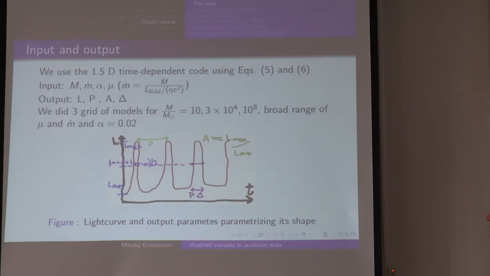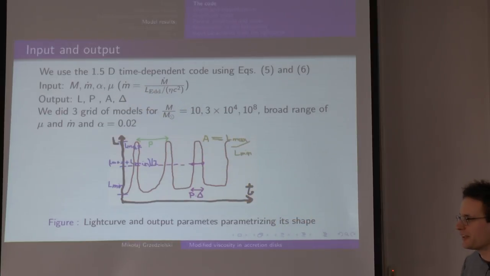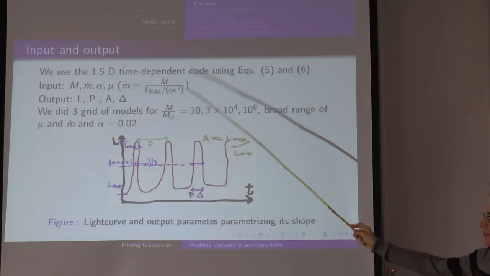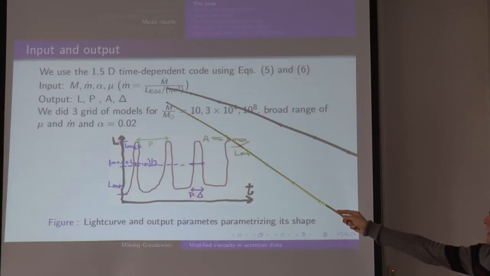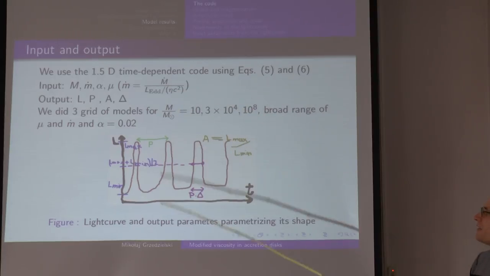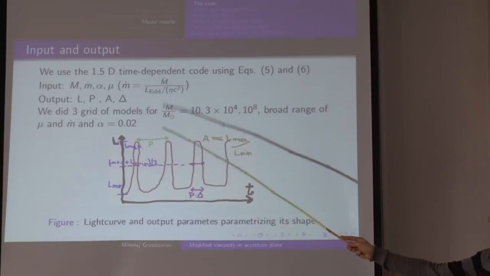And something about our model: we use this time-dependent code using those continuity equations and energy equations. We have input parameters, black hole mass. This m dot is just an accretion rate, which is the amount of matter flowing into the black hole divided by accretion efficiency, and it's a function of a formula like that. It is a non-dimensional parameter connected with the Eddington luminosity because luminosity cannot exceed Eddington luminosity. And it is a very characteristic one. And alpha and mu, which are tensor parameters.